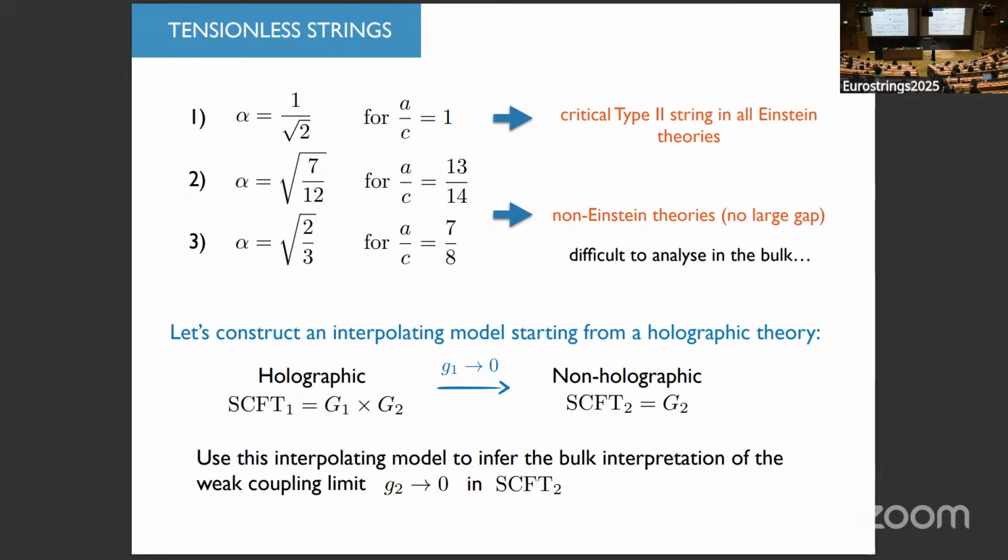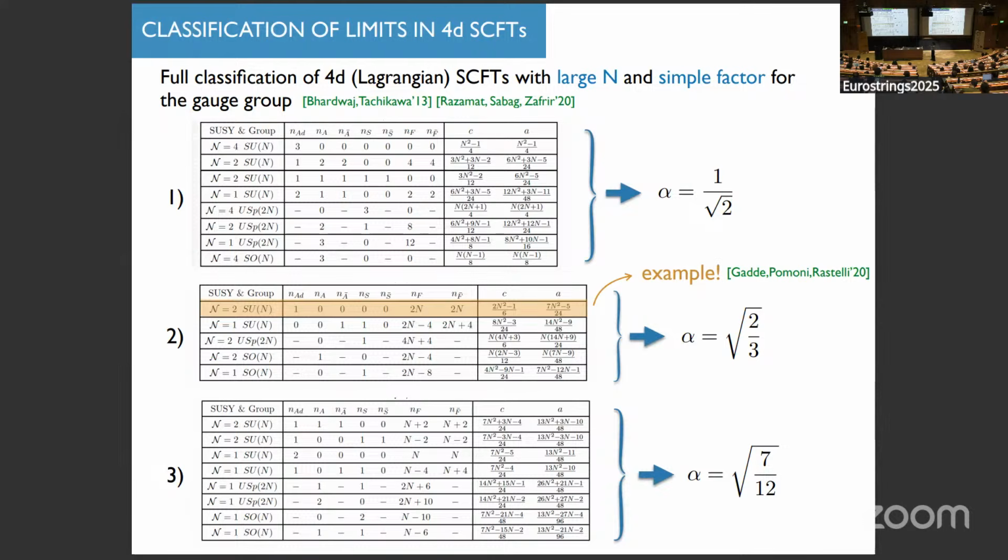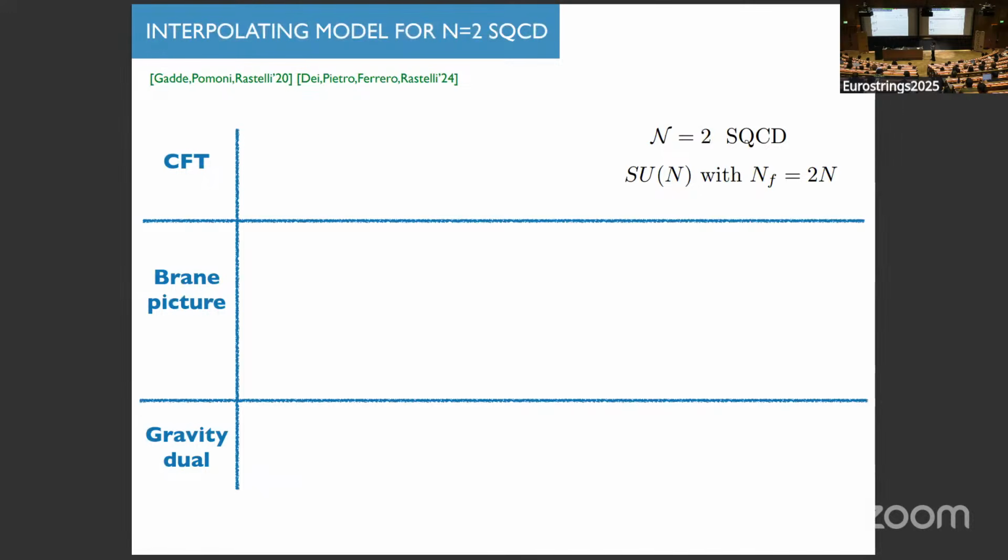This is an idea that we actually borrow from this paper, for example, of Gadde, Bomans and Rastelli, who did this for this particular theory, which is N=2 super QCD. And what we are doing is doing this for all the others. Very quickly, here I had a summary of what they did in this particular example, because it's a canonical example. Maybe I will go quickly because I don't want to run out of time.